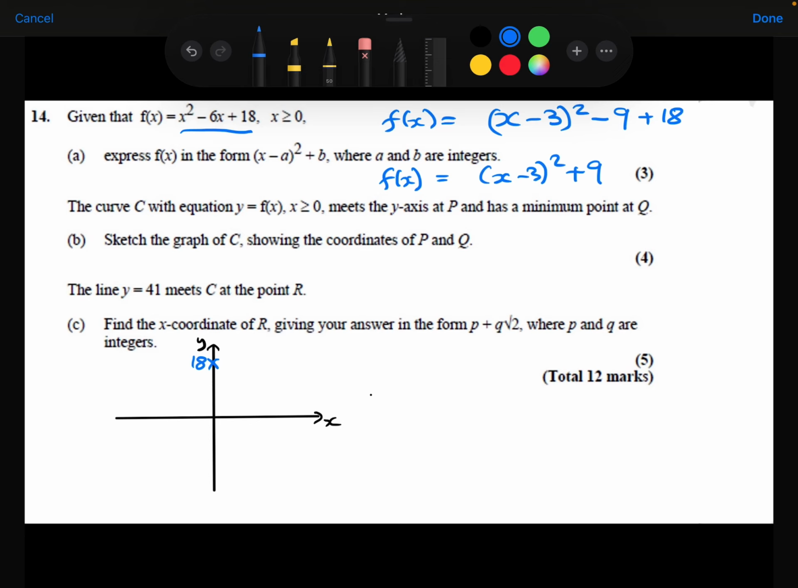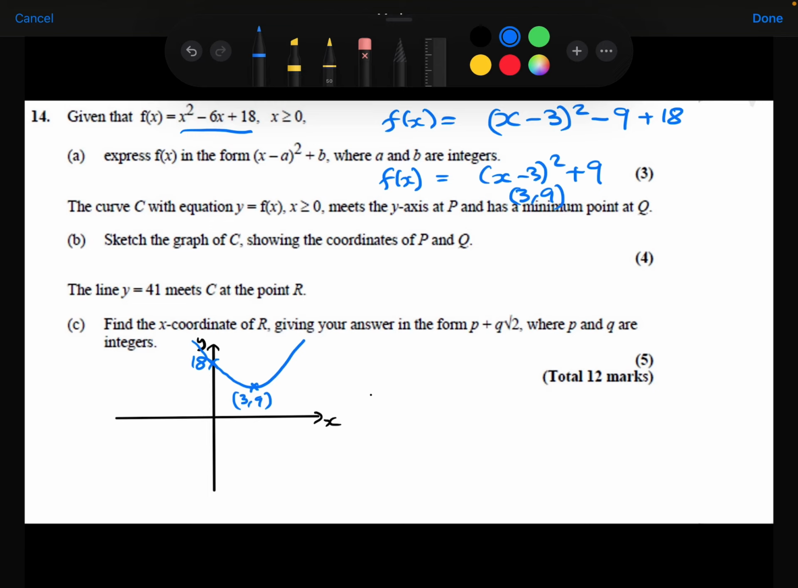The completed the square form allows me to say that the minimum point is the point 3, 9. 3 because of the x minus 3 on the inside of the brackets, and the 9 because of the plus 9 on the end. So this is the minimum, 3, 9. And so my curve looks like this.